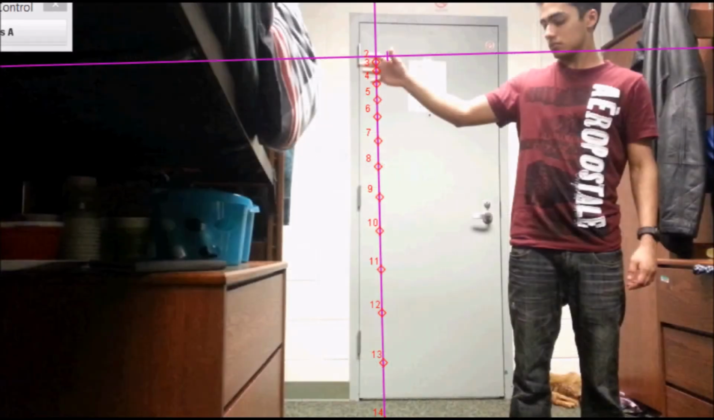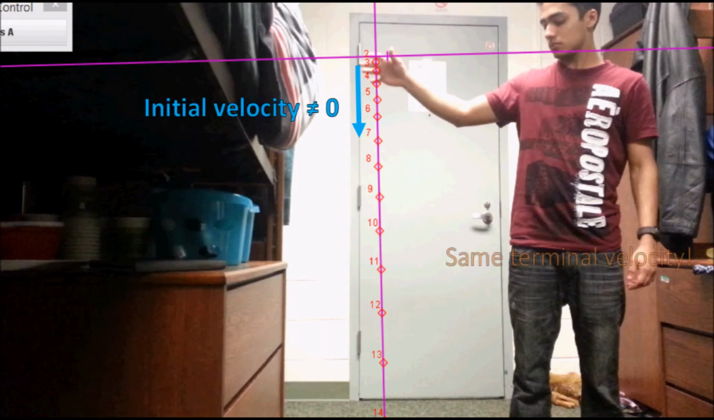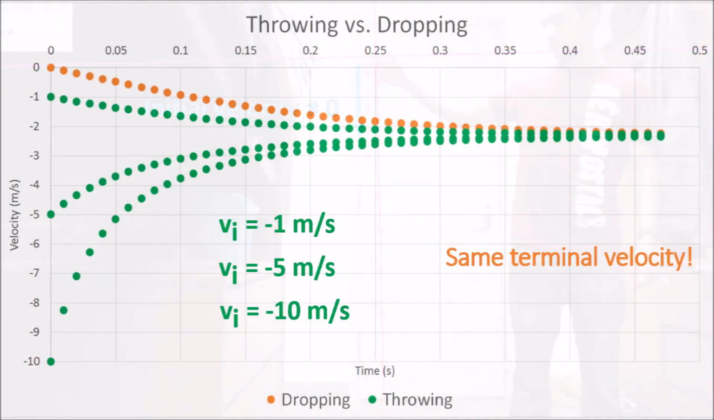On the same topic, it could be noted that even if the object were thrown instead of dropped from rest, it would approach the same terminal velocity. To confirm this, I constructed models with various different initial velocities using the drag force estimation that showed the greatest trend towards terminal velocity, that which was proportional to the square of the velocity. As can be seen by this velocity versus time graph, all of the various initial velocities approached the same constant velocity of minus 2.3 meters per second.